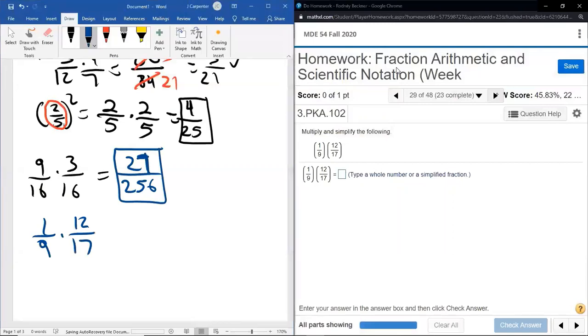9 and 1 can't reduce. 12 and 17 can't reduce. 1 and 17 can't reduce, but 12 and 9 can. 3 goes into 9 3 times, and 3 goes into 12 4 times. Then you multiply straight across.